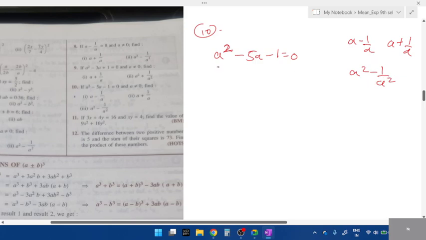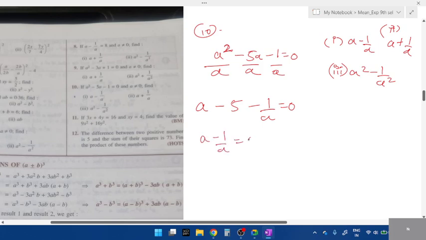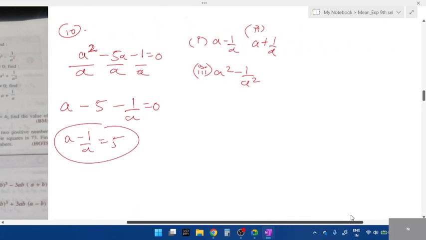When everything has a denominator, just divide this entire thing by a. Or you can do it directly like this, and divide all 3 by a. Then what do you get? I just need a minus 1 by a for the first question. Very good. 1 by a is equal to 5. Next. What about the second question? What's the degree asked for the second question?